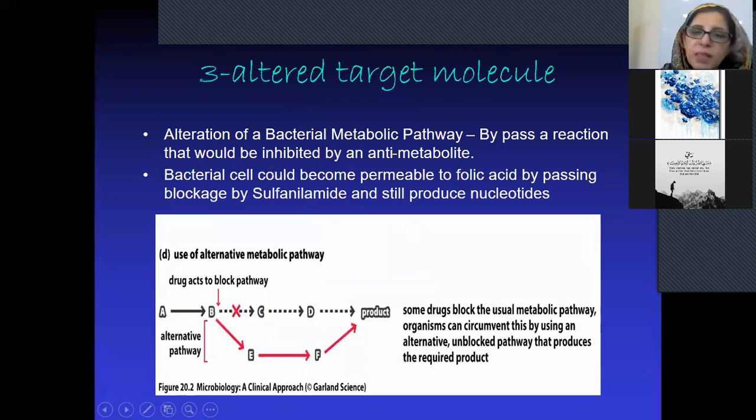Thirdly, we have the altered target molecule. For example, if a metabolic pathway is going from A to G, and then finally it results in the formation of a certain product, and we are taking an antibiotic which is blocking the pathway between B and C, the mutation can result in an alteration of the pathway so that instead of going from B to C to D to E, it will automatically make a mutation which will go from B to E, overcoming this blockage and then finally resulting in the formation of the product. And therefore, in this way, it will then become resistant to that antibiotic.